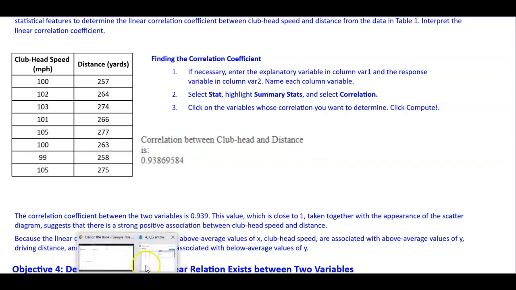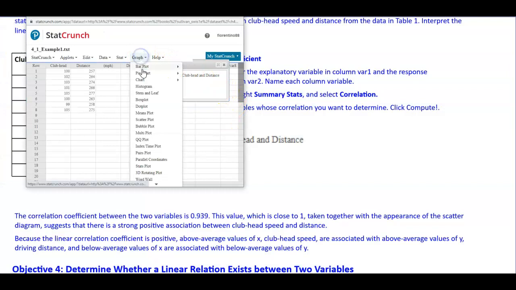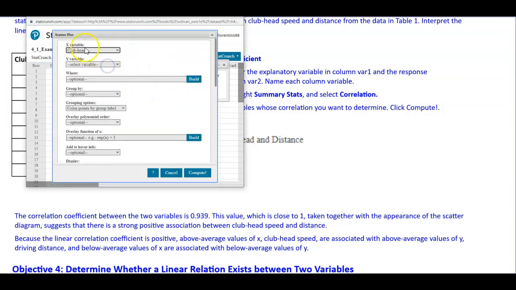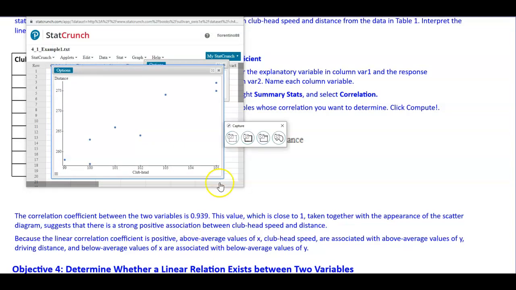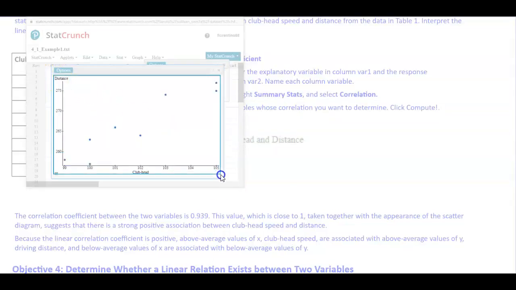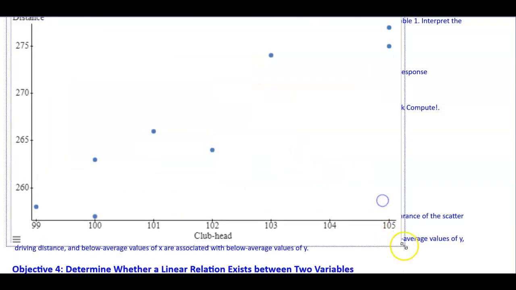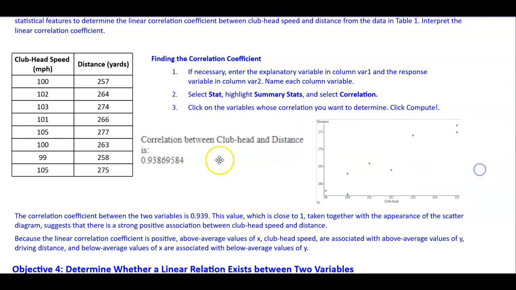Let's take a look at the scatter diagram for this. We're going to go to graph, select scatter diagram, with club head for the x variable and distance for the y variable. We want our points, and then we select compute, and let's go ahead and copy this scatter diagram. What we can see is that this 0.939 resembles a strong positive association between club head speed and distance. Because the linear correlation coefficient is positive, above average values of x, club head speed, are associated with above average values of y, driving distance, and below average values of x are associated with below average values of y.